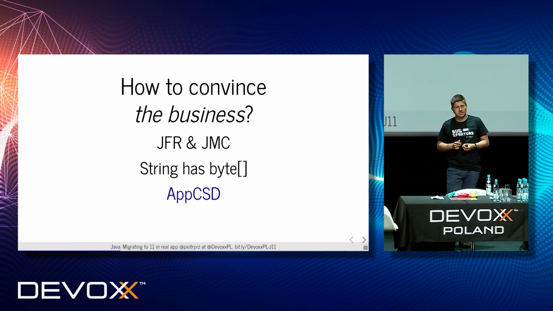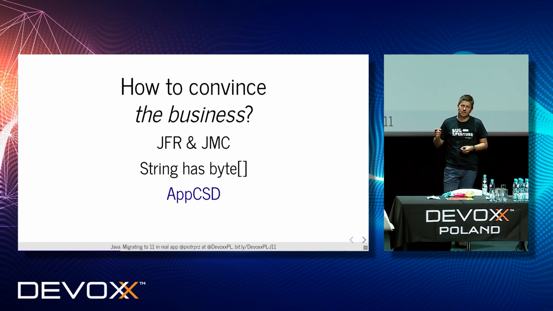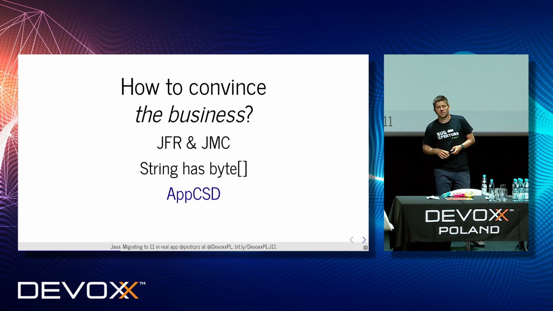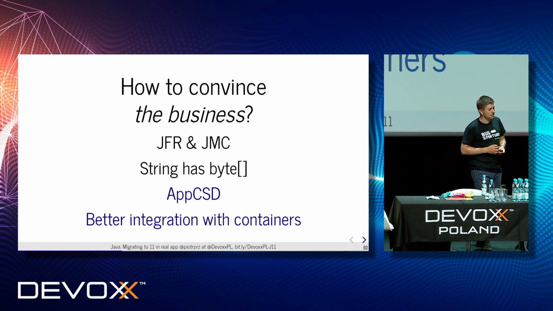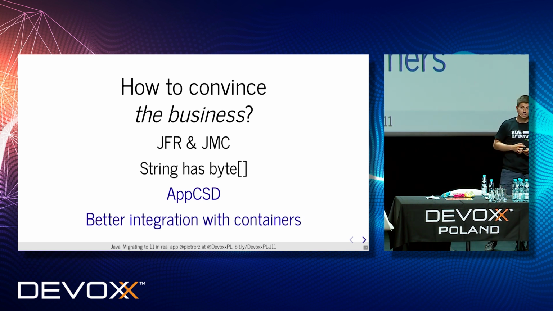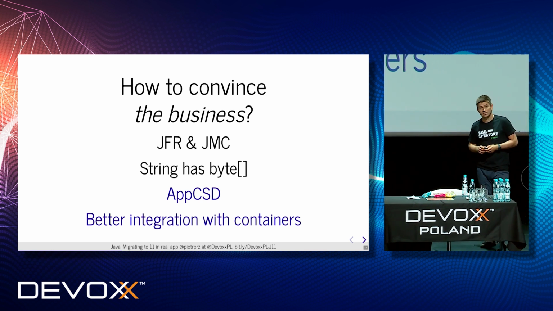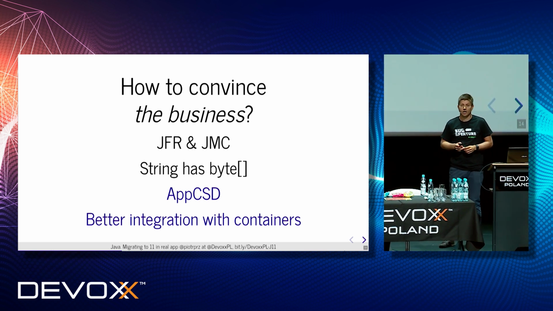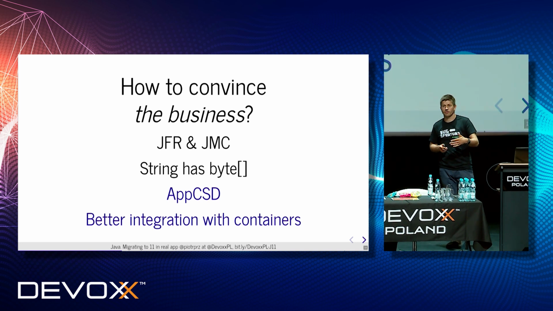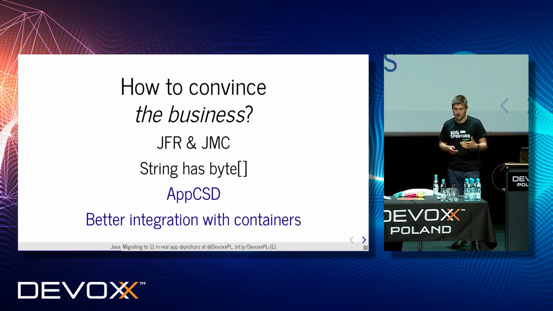Now with application class data sharing, you can just dump it, and then it can be reused the next time you start your application, provided you don't change your class path. So it's faster, it's simpler to use. And there's also better integration with containers. As David said a few sessions ago, Java is now more aware of the constraints of Docker and other containers as well.